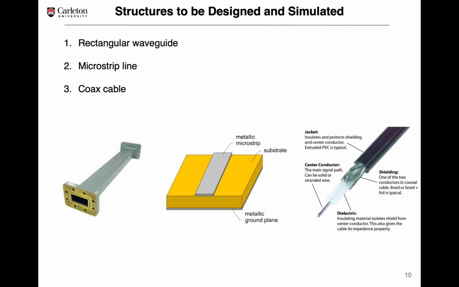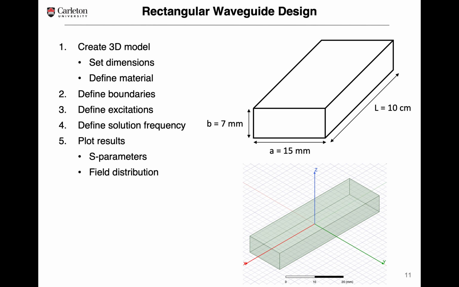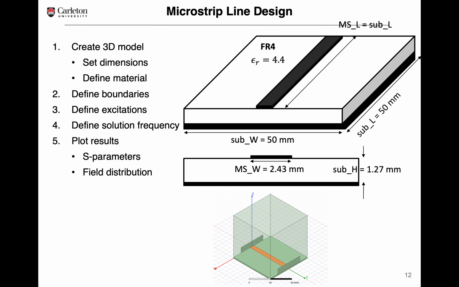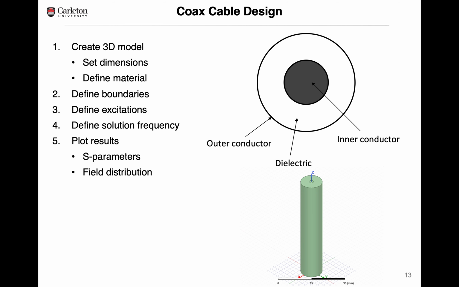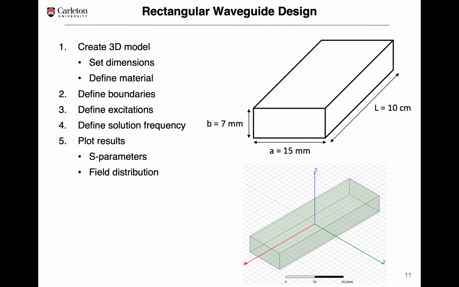All right, so today we're going to design these 3 structures: a rectangular waveguide, a microstrip line, and a coax cable. And let's get started. So these are the dimensions for the rectangular waveguide. You don't have to remember that. I'm going to show you on the software. These are the dimensions and properties of the microstrip line, and that's for the coax cable. So again, I have all of these, so you don't have to write them down.